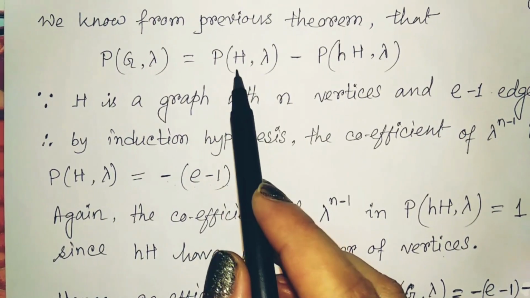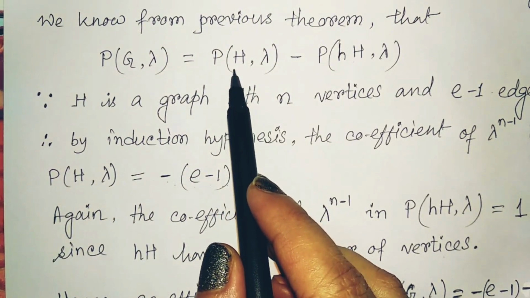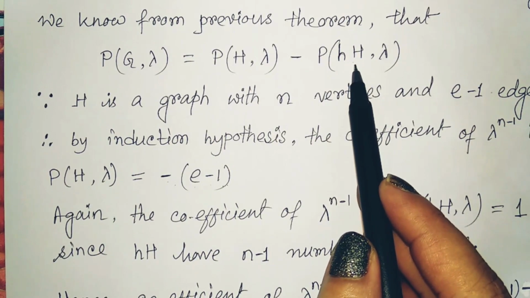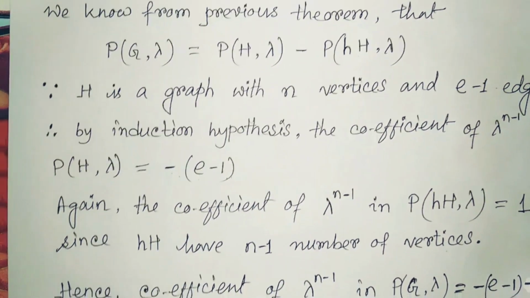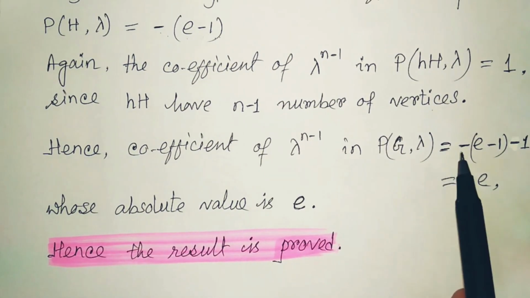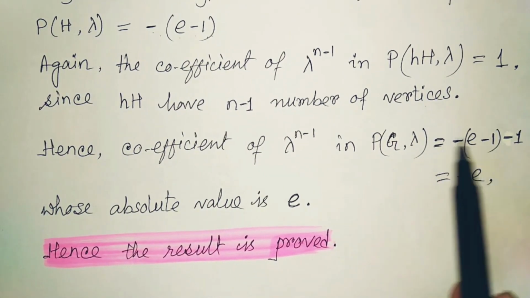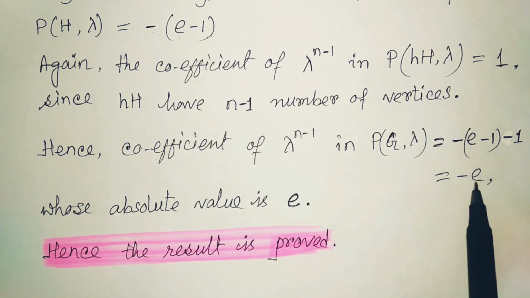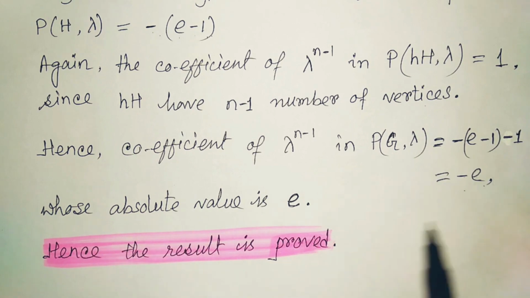According to this formula, the coefficient of lambda to the power n minus 1 from here and the coefficient of lambda to the power n minus 1 from here, these two should be subtracted. So for the first it is minus of e minus 1, and for the second it is 1, so minus of 1. That's why if we calculate, then it is minus of e, whose absolute value we always consider as the number of edges. So hence the result is proved that the number of edges implies the second coefficient in the chromatic polynomial. Second coefficient means the coefficient of lambda to the power n minus 1.